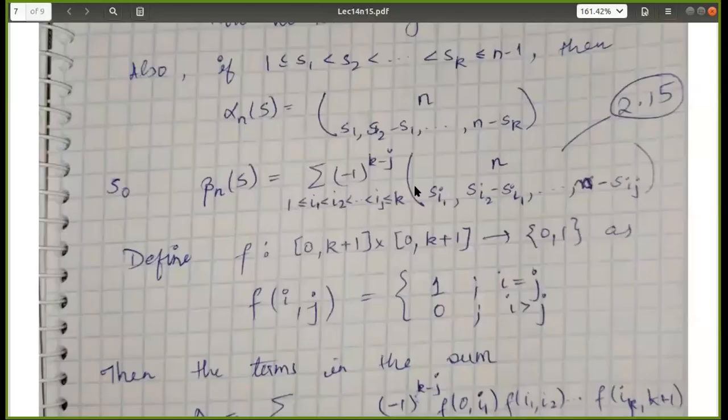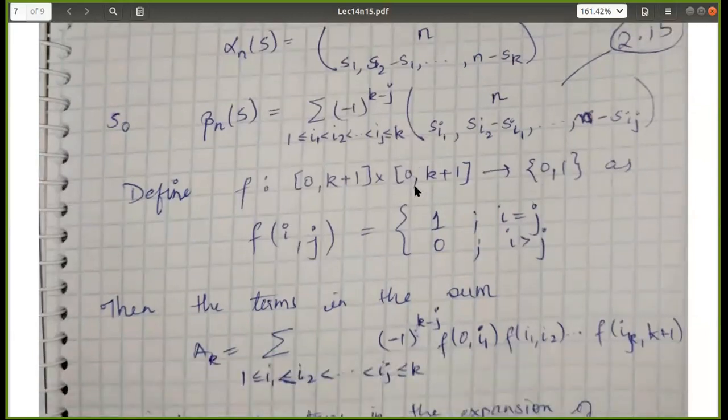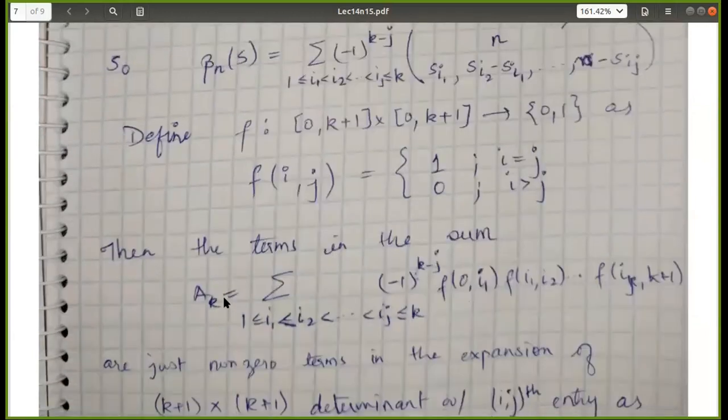Okay. Is my lecture back again on the screen? Yes. Okay. So now if you observe this particular sum, what I have written, the huge sum. The summation runs over all the values of i1, i2, ij in strictly increasing order, i1 greater than or equal to 1, ij less than or equal to k. Along with signs, you have f of 0, i1, f of i1, i2, f of ij, k plus 1. So ij is less than or equal to k. So ij is strictly less than k plus 1?